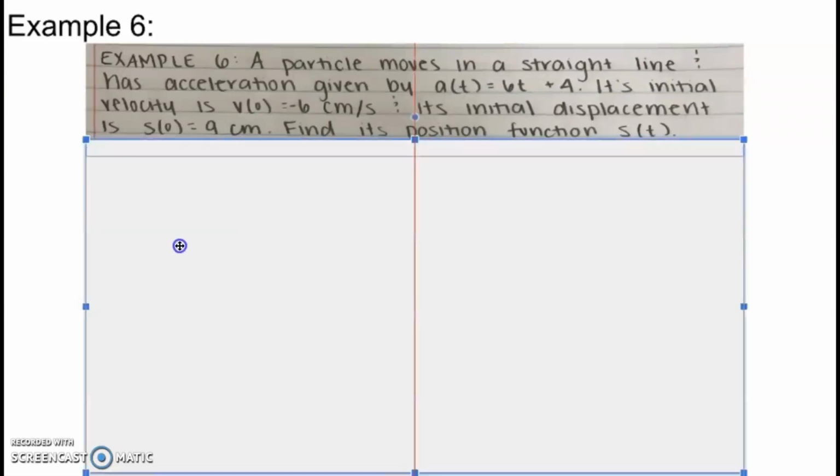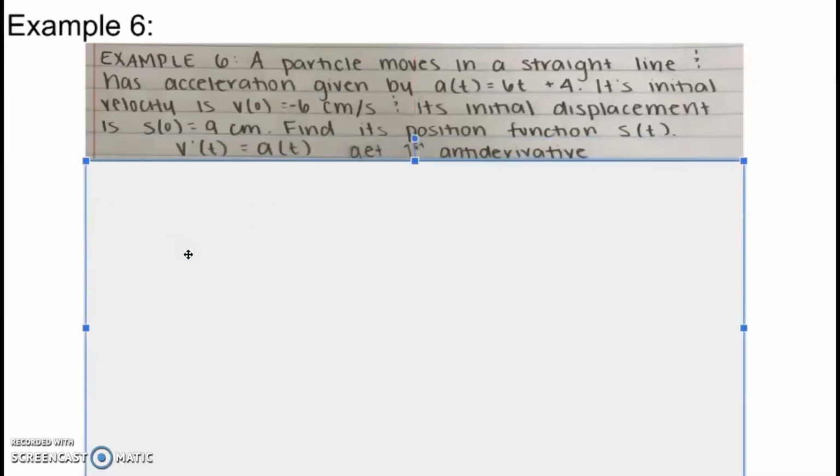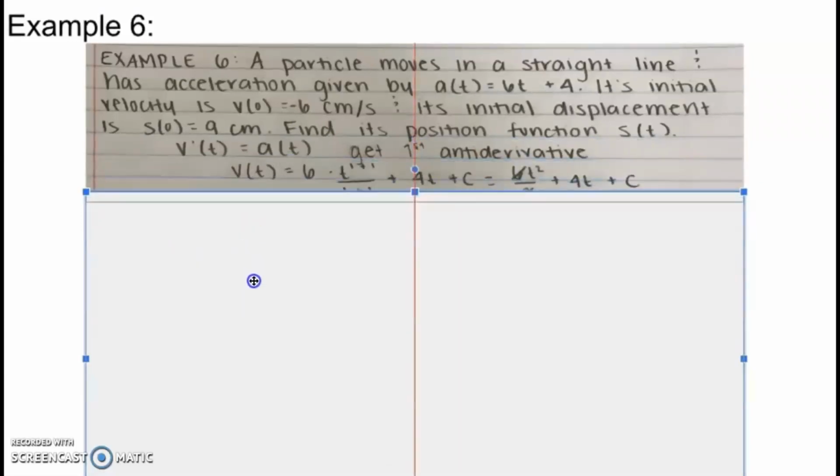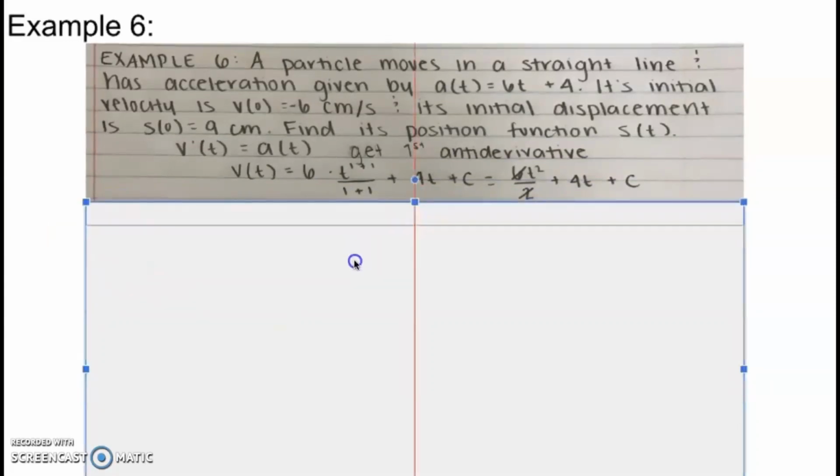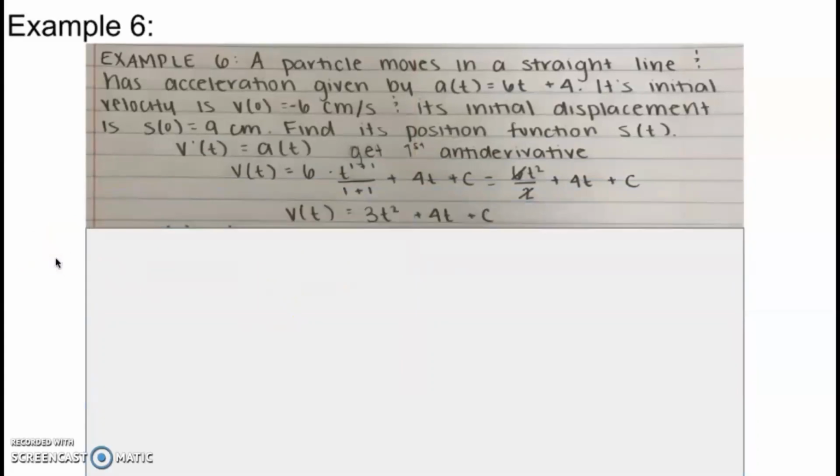Well, for this, v prime of t equals a of t. So let's start by getting the first antiderivative. And we can do this by how we've been doing it this whole class. So v of t equals 6 times t to the 1 plus 1 over 1 plus 1, plus 4t plus c. Then we can clean it up by doing 6t squared over 2 plus 4t plus c, which then gives us v of t equals 3t squared plus 4t plus c. Now we are able to find c since v of 0 was given to us.